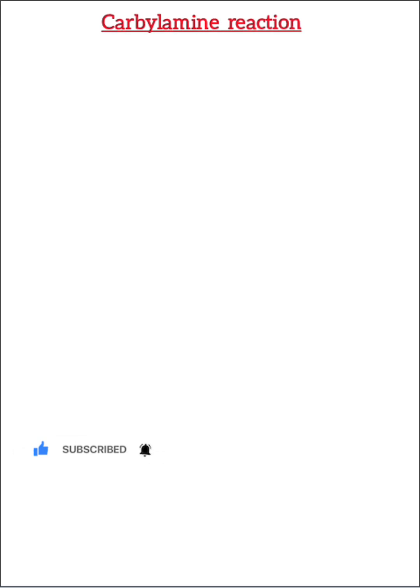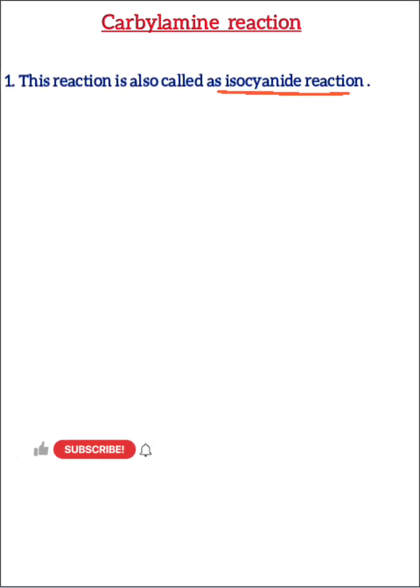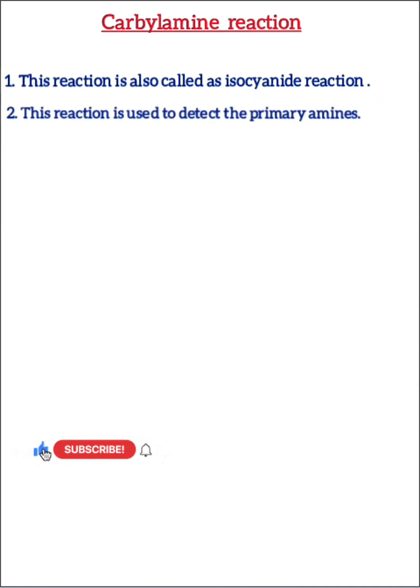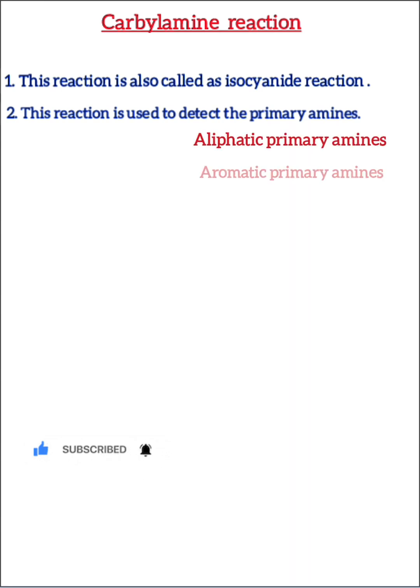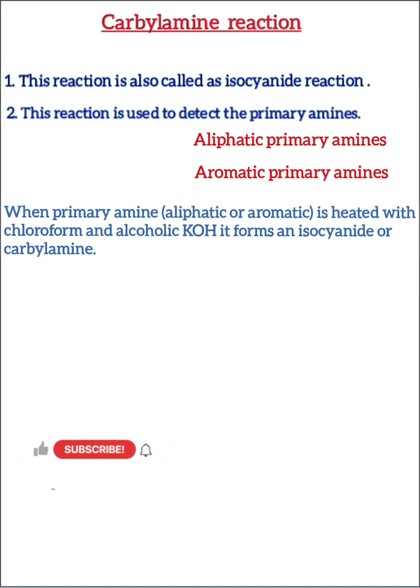Carbylamine reaction. This reaction is also called the isocyanide reaction, and it is used to detect primary amines. Primary amines in the sense we can consider both aliphatic and aromatic primary amines. Let's see the definition of carbylamine reaction. When a primary amine, that is an aliphatic or aromatic primary amine, is heated with chloroform and alcoholic potassium hydroxide, then it forms isocyanide or carbylamine. Isocyanide is also called carbylamine.